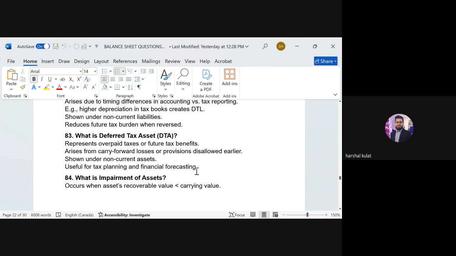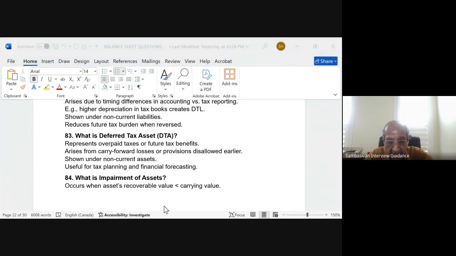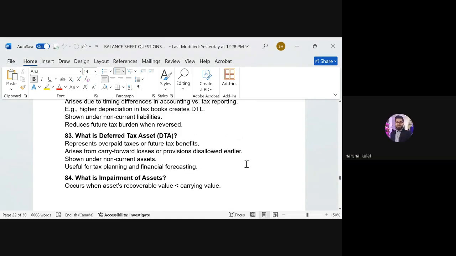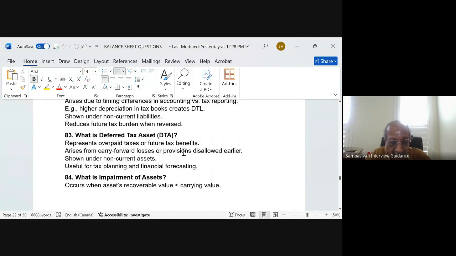What is a deferred tax asset? One minute. Am I recording it now? Yeah, it is being recorded. Continue. What is a deferred tax asset? Represents overpaid taxes or future tax benefits, arises from carry forward losses or provisions disallowed earlier, shown under non-current assets and useful for tax planning and financial forecasting. This kind of question has never been asked.